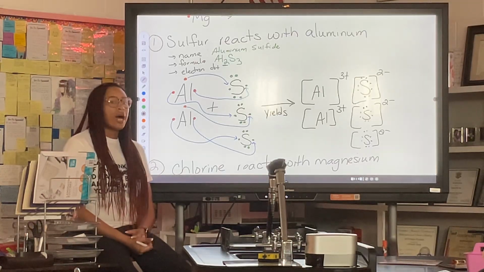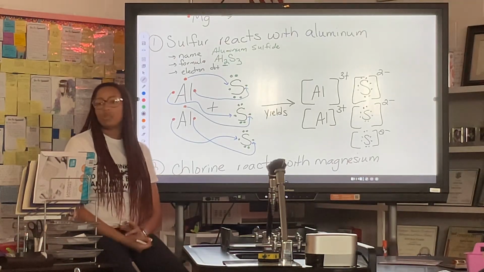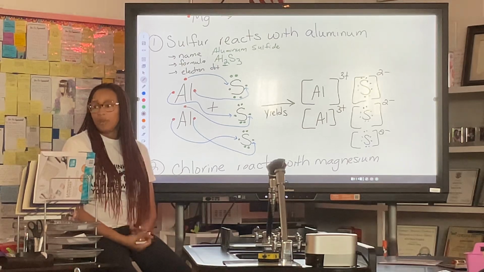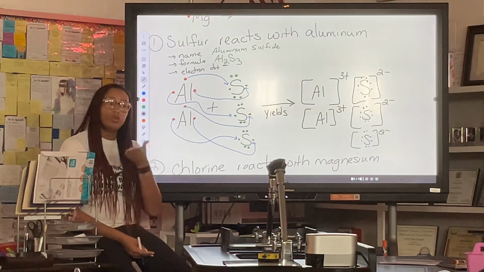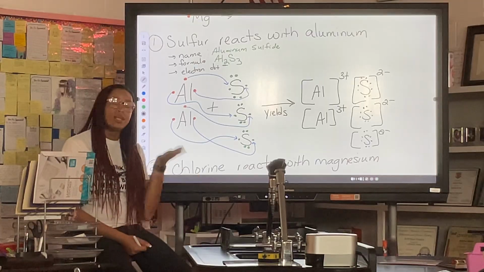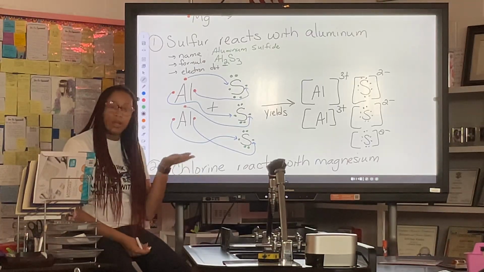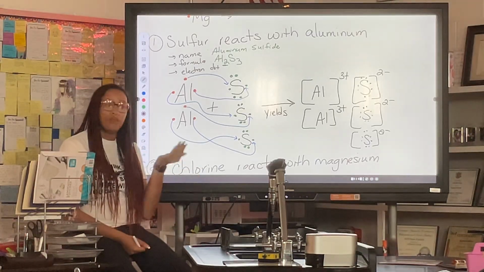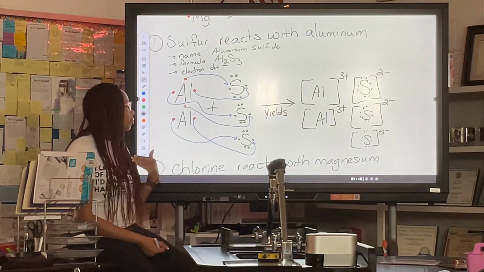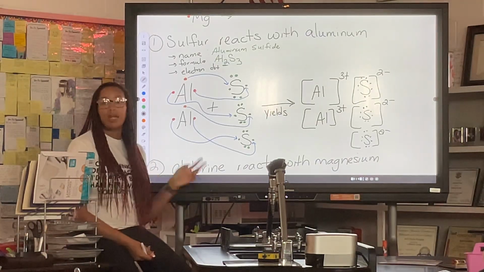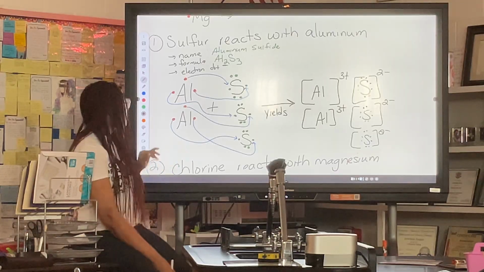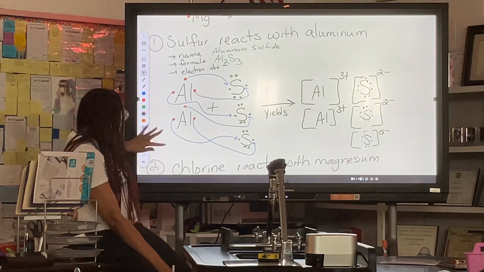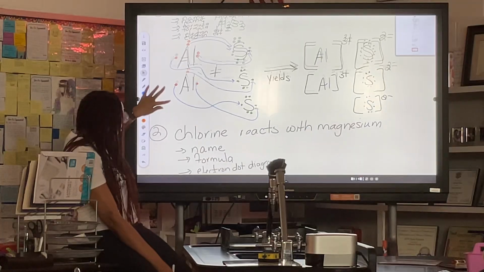Now, I only care about the oxidation numbers for ionic bonds because the only way to form an ion is to gain or lose electrons, which means I need to know what the charge is for this atom if there is a transfer of electrons. If I'm not doing ionic bonds, the oxidation numbers don't come into play. So let's go ahead and do this one, you guys, on your board.